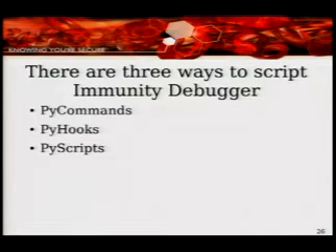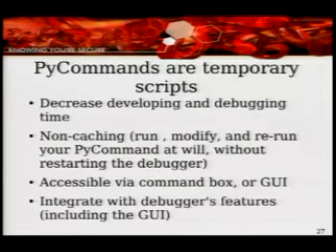There are three ways to script Immunity Debugger: the Py commands, the Py hooks, and Py scripts. I'm going to talk about the first two in this talk. The Py commands are Python scripts. They will help you decrease the development time. These scripts are not cached, so that means you can modify a script and rerun it without the need to restart the debugger, so that's pretty useful.